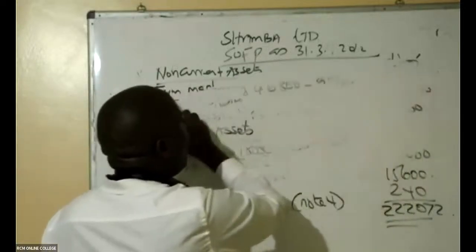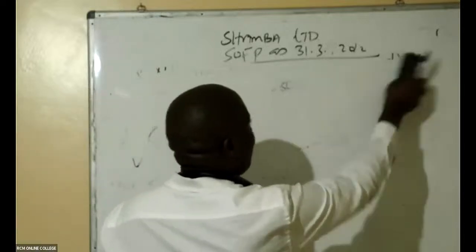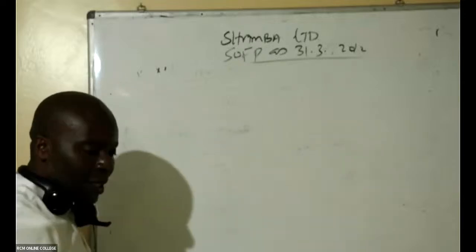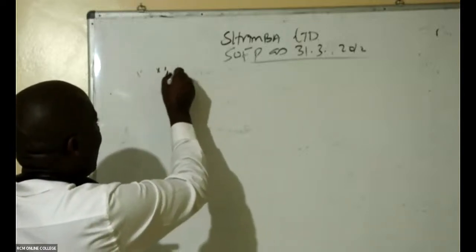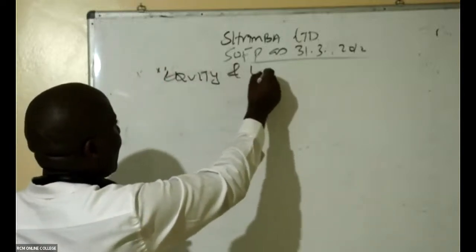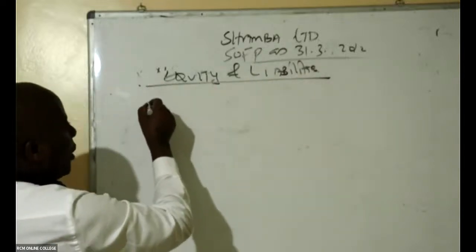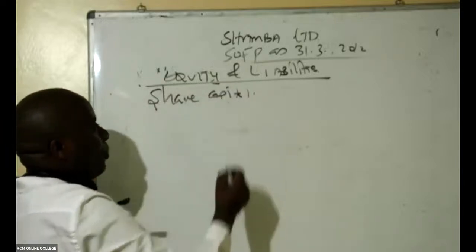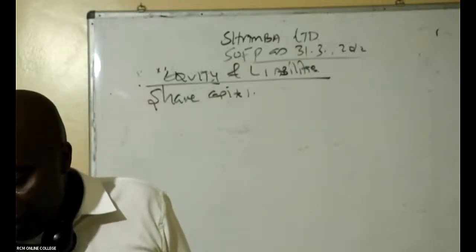So please allow me to grab this, and then I'll be able to come here and add a column for equity and liabilities, the column financed by equity and liabilities. So then we have the share capital. We start with share capital. Please go to your trial balance and pick the share capital.